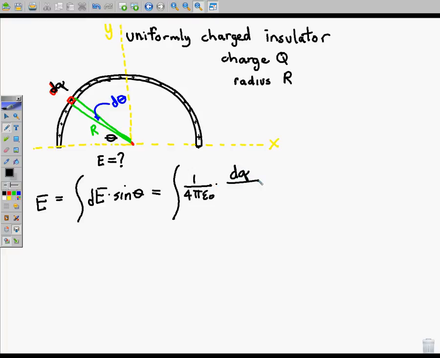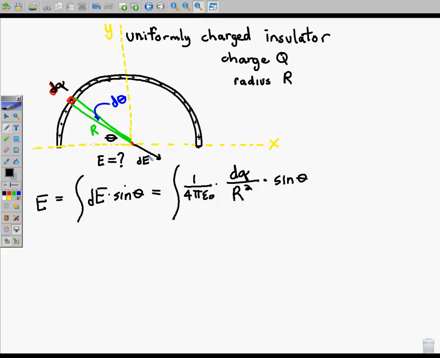And R is a constant. Yay, R is a constant. So it's capital R squared, and no matter where you are on the rod, it's always the same R. But this whole thing here has to be multiplied times sine theta, because we know that dE right there is like this way. There's your dE, but we're just adding up all the y components. That's where that sine theta came in.